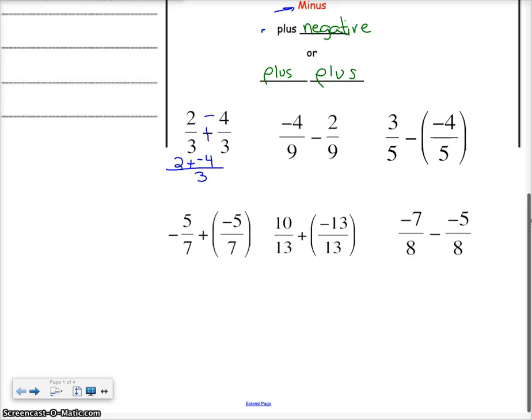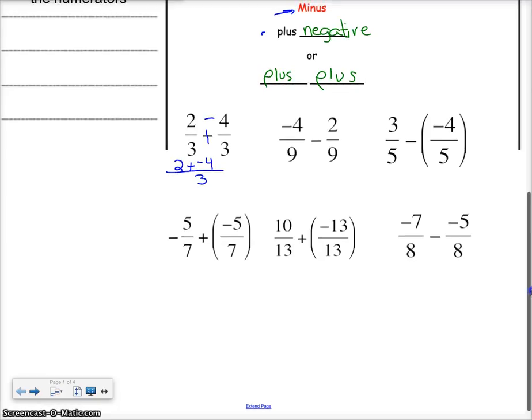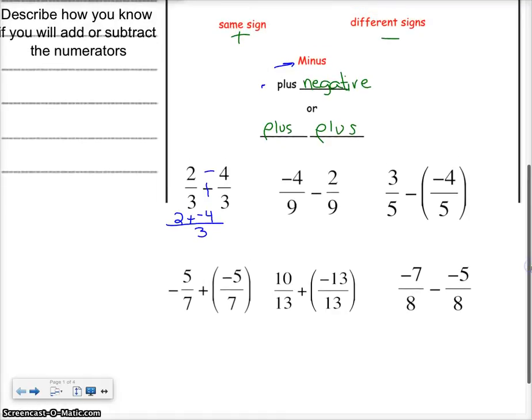Now, do I add those or subtract those? I subtract because they are different, notice. Different means I'm going to subtract them. So 4 minus 2 is 2. I have more negatives, so it's a negative 2 all over 3. So it's negative 2/3.